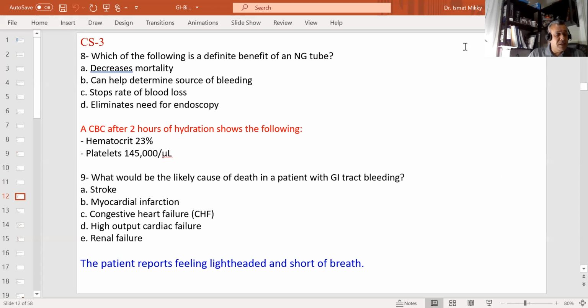So the patient's CBC after 2 hours of hydration shows that the hematocrit is 23% and the platelet is 145,000. And we know that the platelet count should be between 140 up to 440,000.